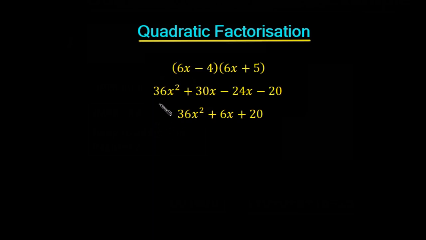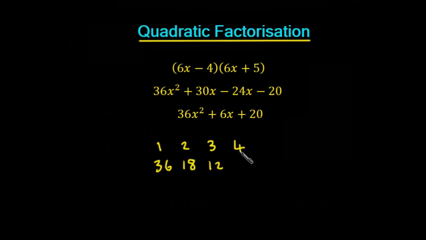So for example, we could take 1 and 36. So 1x times 36x would be 36x squared. We could take 2 and 18. So 2x times 18x would give us 36x squared. We could say 3 and 12. So 3x times 12x is 36x squared, and so on and so forth.